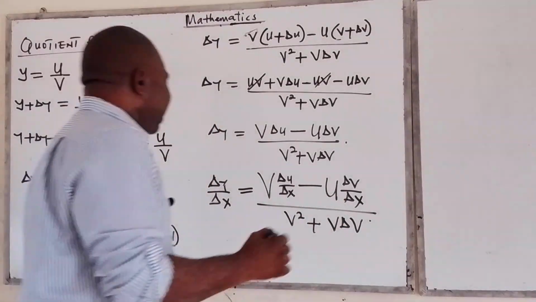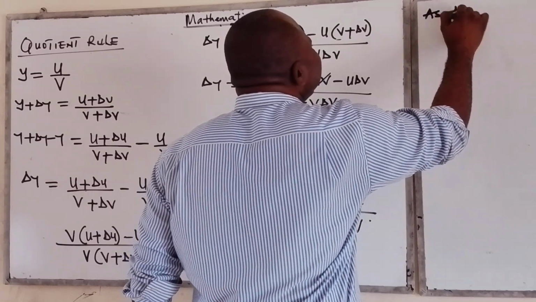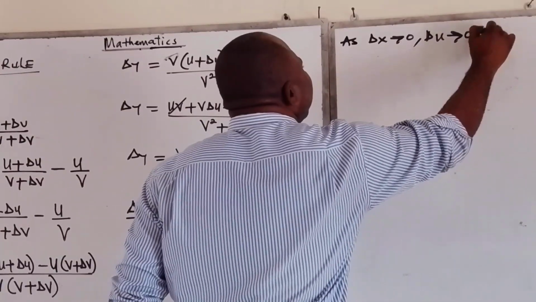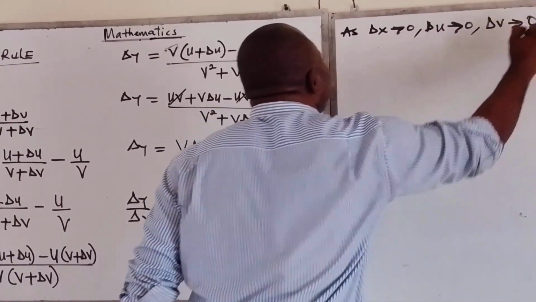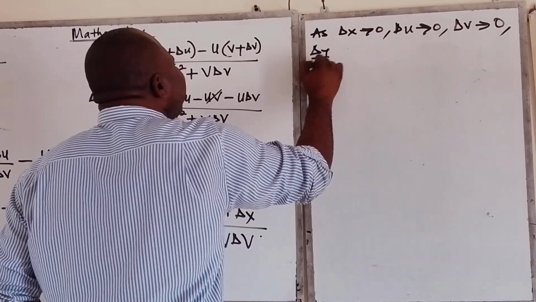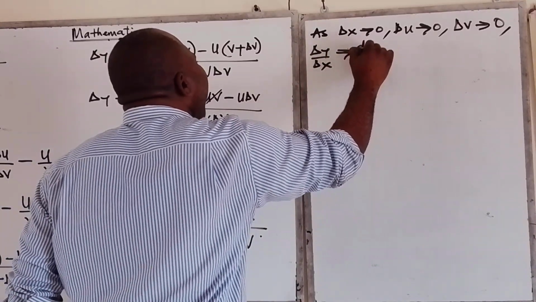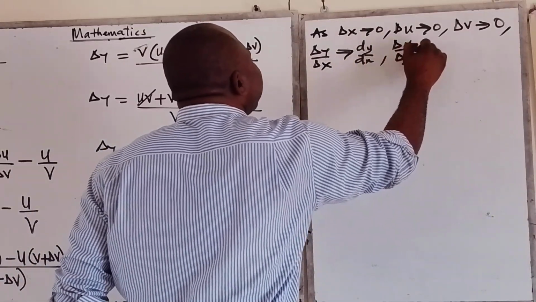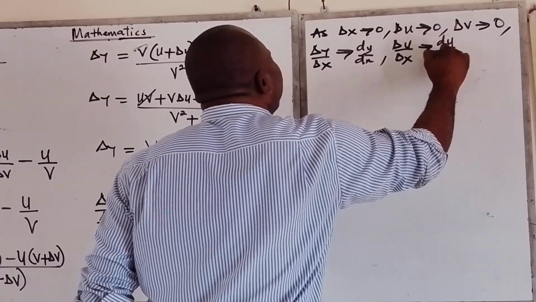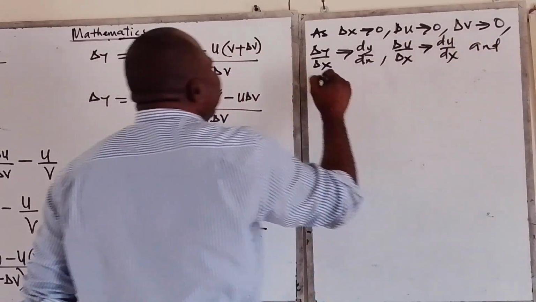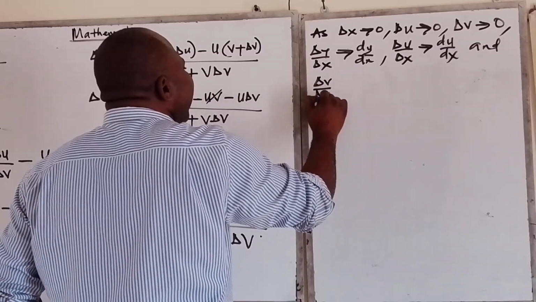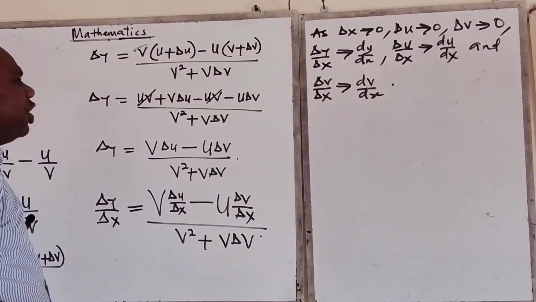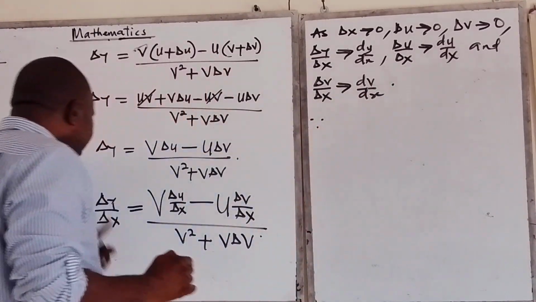Now it therefore implies that as delta x tends to 0, delta u tends to 0, delta v tends to 0, delta y all over delta x will limit itself to dy all over dx. Delta u all over delta x will limit itself to du all over dx, and delta v all over delta x will limit itself to dv all over dx.